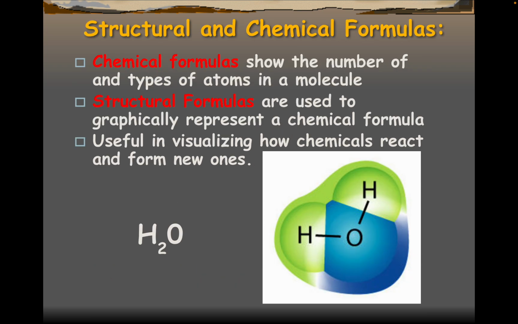Chemical formulas show the number and type of atoms in a molecule. So, chemical formula for water, H2O. So we have 2 hydrogens, 1 oxygen. Structural formulas we'll use to graphically represent. Okay, it's useful in visualizing how chemicals react and form new ones. So this is our structural formula that we're taking a look at here.